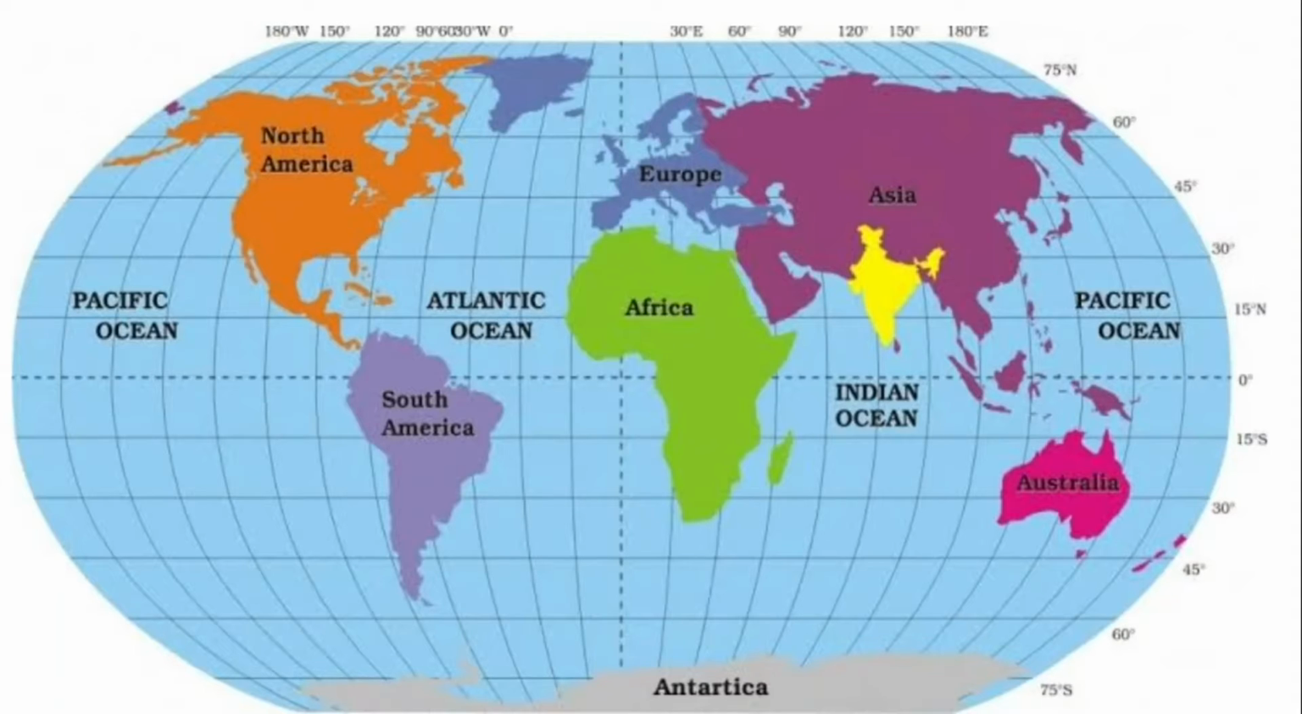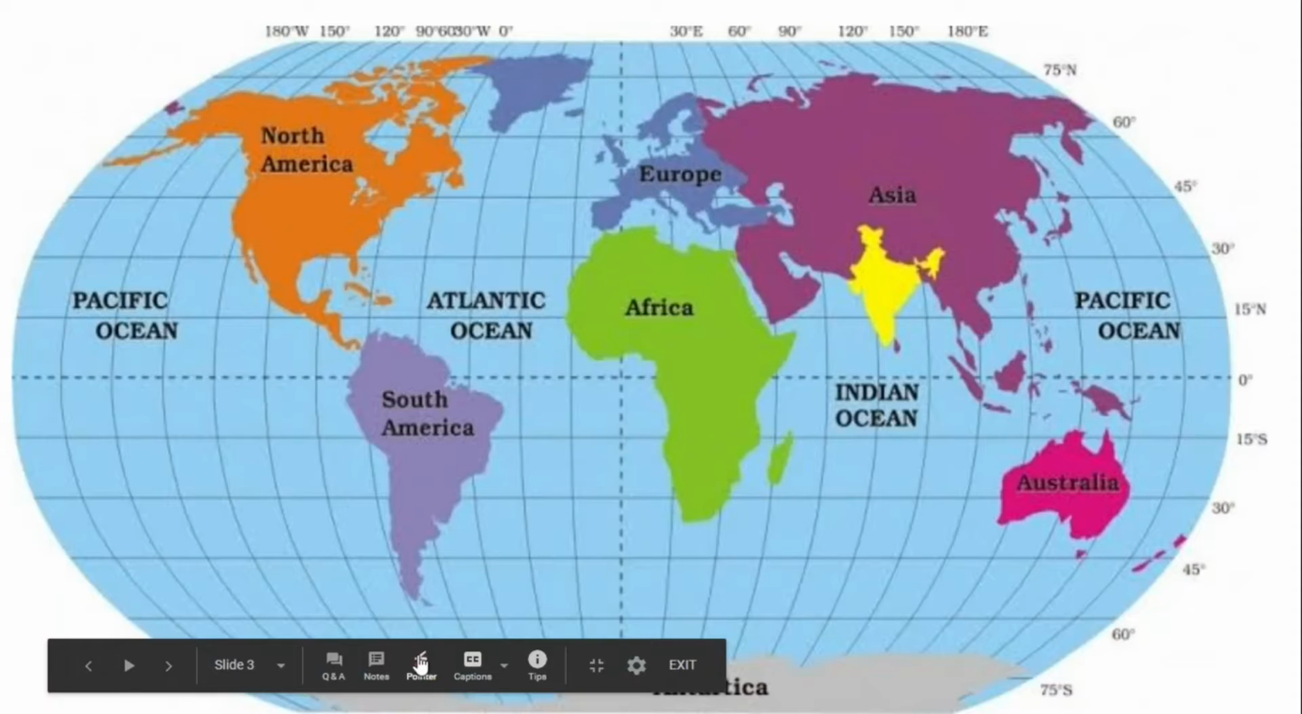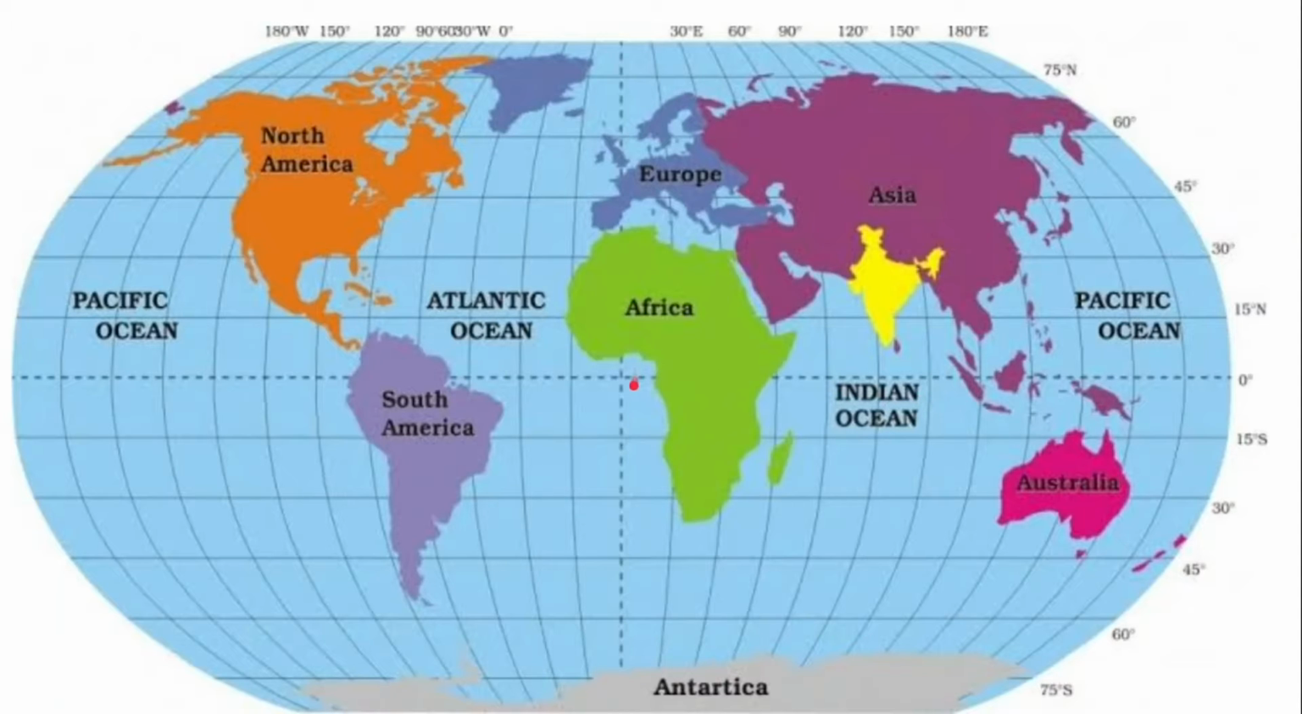India is located latitudinally in the northern hemisphere. We can see here the location of India. Here we can see 0 degree equator and 0 degree meridian, prime meridian. India is located latitudinally in the northern hemisphere and longitudinally in the eastern hemisphere.